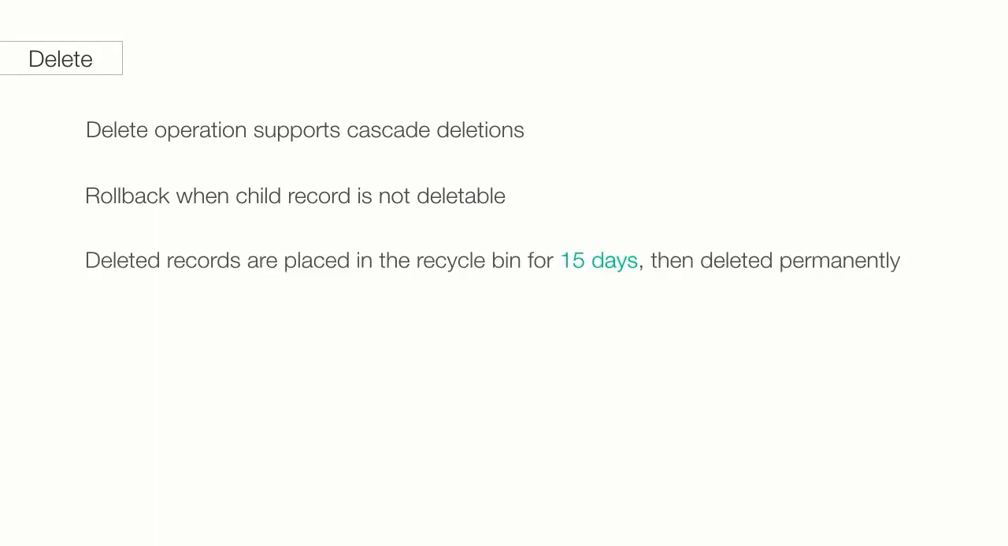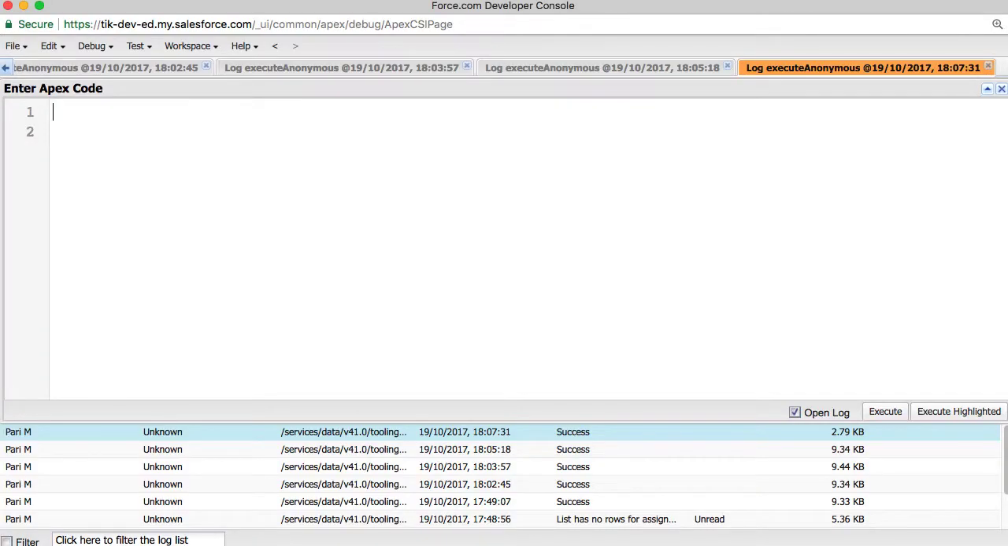After you have deleted records, the records are placed in the recycle bin for 15 days, after which they are permanently deleted. While the records are still in the recycle bin, we can restore them using the undelete operation. This is quite useful in case you accidentally deleted records that you want to keep. For example, let's create an account and related contact and then delete them. Later, we'll try to restore them.